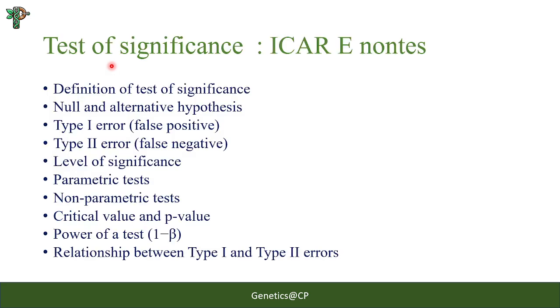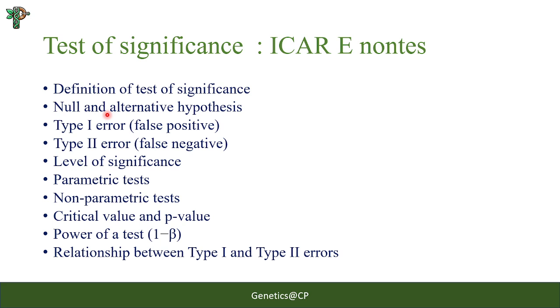Then another important concept is test of significance. Read ICAR notes to refer to this concept. For example, what is test of significance? What is null hypothesis? What is alternative hypothesis? Type 1 error, type 2 error. Last time they asked about type 3 error. And why are we using these errors in our experimental designs? What is the use of it?